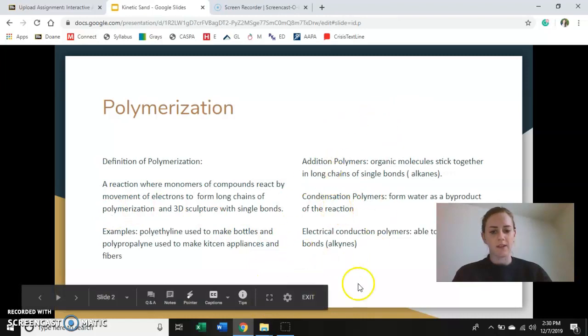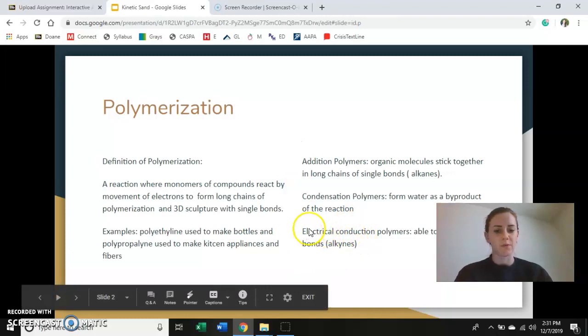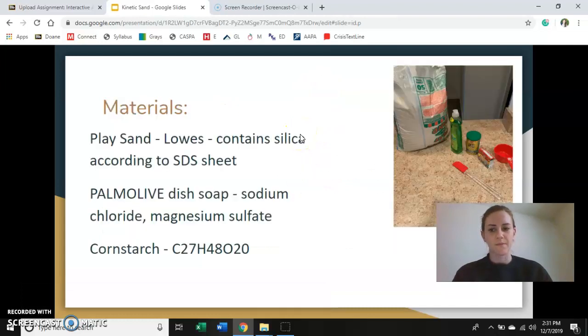Here I added a little bit about the different types of polymers. I think the kinetic sand experiment we're observing today is more of an addition polymer, where the organic molecules stick together to form long chains through alkanes or single bonds, whereas condensation polymers form water as a byproduct, and electrical conduction polymers form triple bonds like alkanes. So today we're specifically looking at addition polymers.